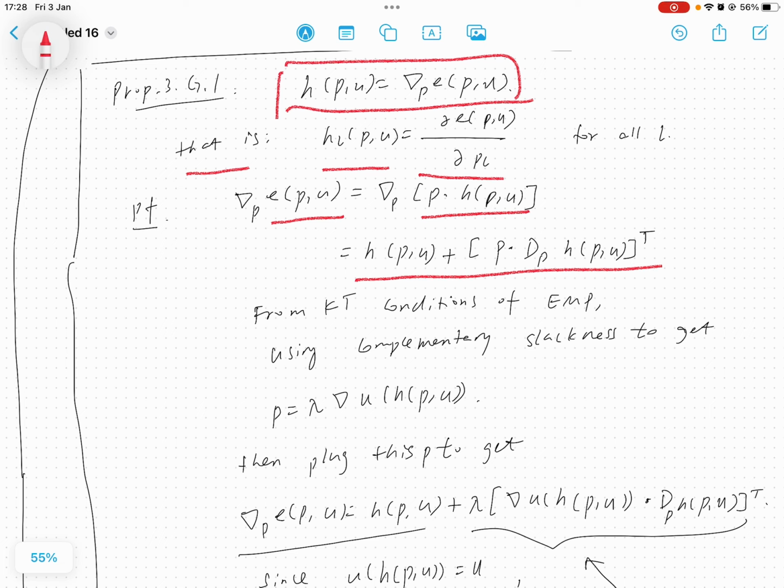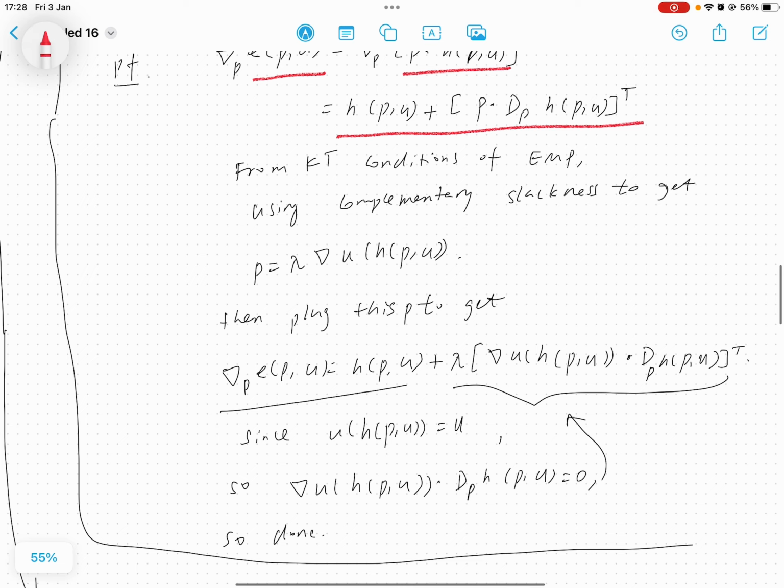So from the Kuhn-Tucker conditions, when we're solving the EMP, the expenditure minimization problem, we have some complementary slackness as we did in the UMP, right? So this will also have that. So here we have something as this. So this price can be represented by some constant. So that here will be just some multiplier lambda, right, in the Kuhn-Tucker conditions. And that is multiplied by this gradient of U.